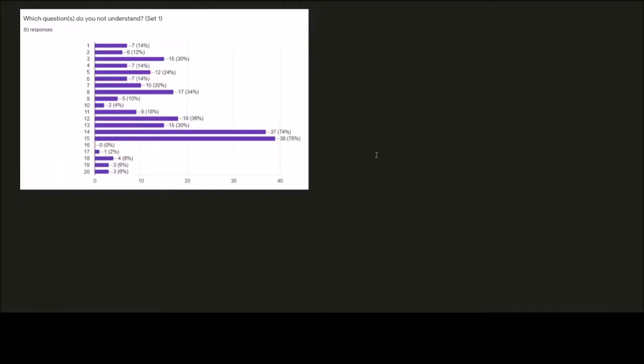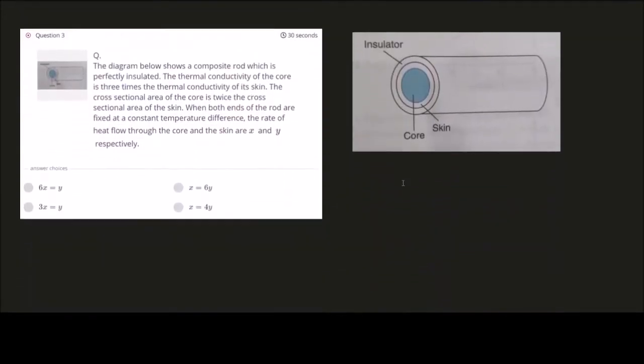Hi everyone, so this is a review for Chapter 12 revision quiz. Chapter 12 is on heat conduction and thermal expansion. So based on the responses that I received here, we will be discussing question 3, question 8, question 12, 13, 14, 15. A total of 6 questions for this set of revision quiz. So let's proceed to the first question.